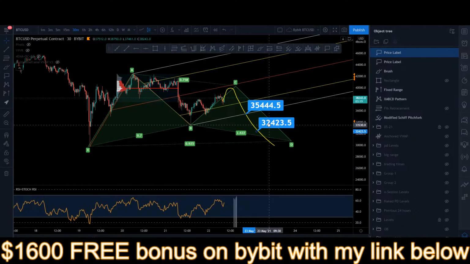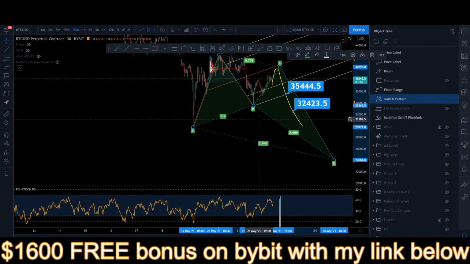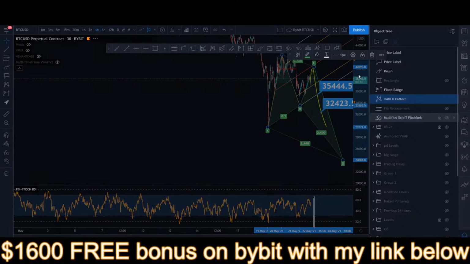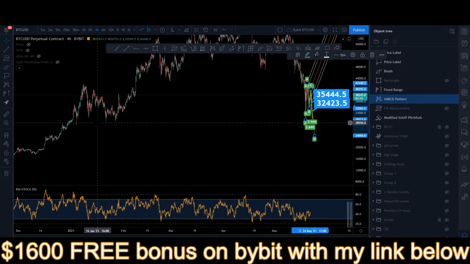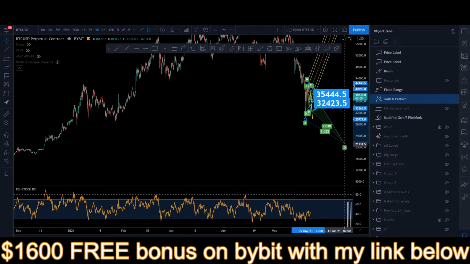32,500, 32K-ish. And then after that, if we continue to come down, good Lord, who knows what's going to happen after that, because you have these lows to take right here. And it could just be a waterfall all the way down to like 20K, who knows.